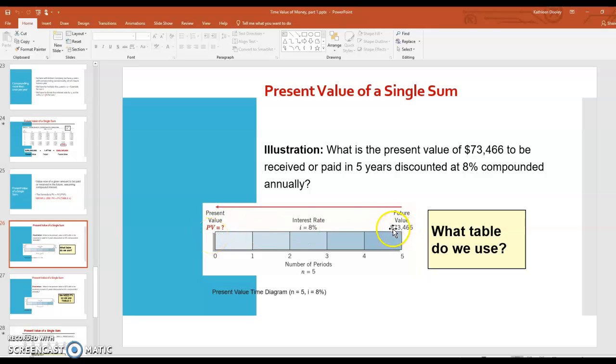We know we want 73,466 5 years from now, okay? So we want to know, well, what do we need to put in the bank today and let it sit there for 5 years, and then we'll have the 73,466 at the end of the 5 years. It's 8%. It's compounded annually, so I don't need to divide anything, and the number of periods is 5.